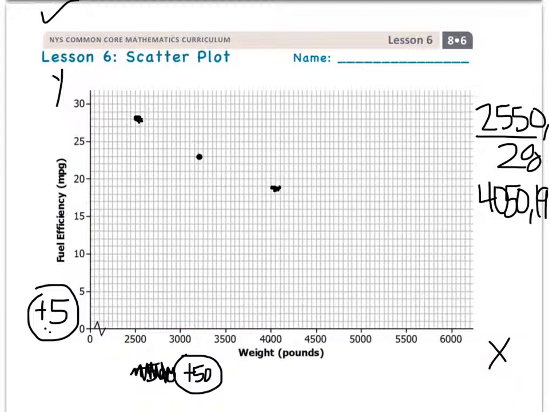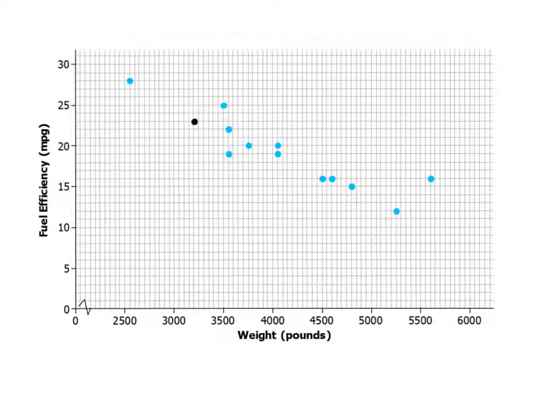Okay, so now I want you to try graphing models 4 through 13 on your own. Pause the video and come back here to check your work. All right, so take a look at my scatter plot. I have all 13 models represented. Pause the video, take a look, check each one, make sure that it looks similar. We have to get good with making scatter plots.